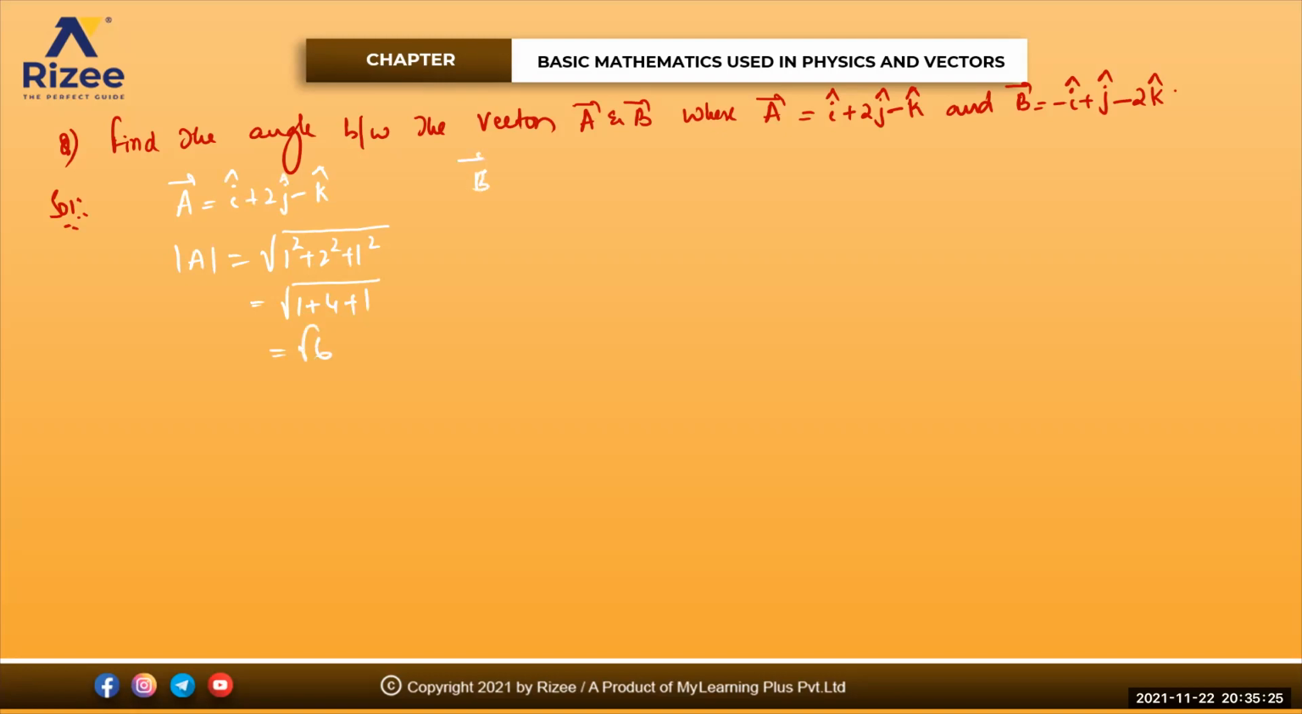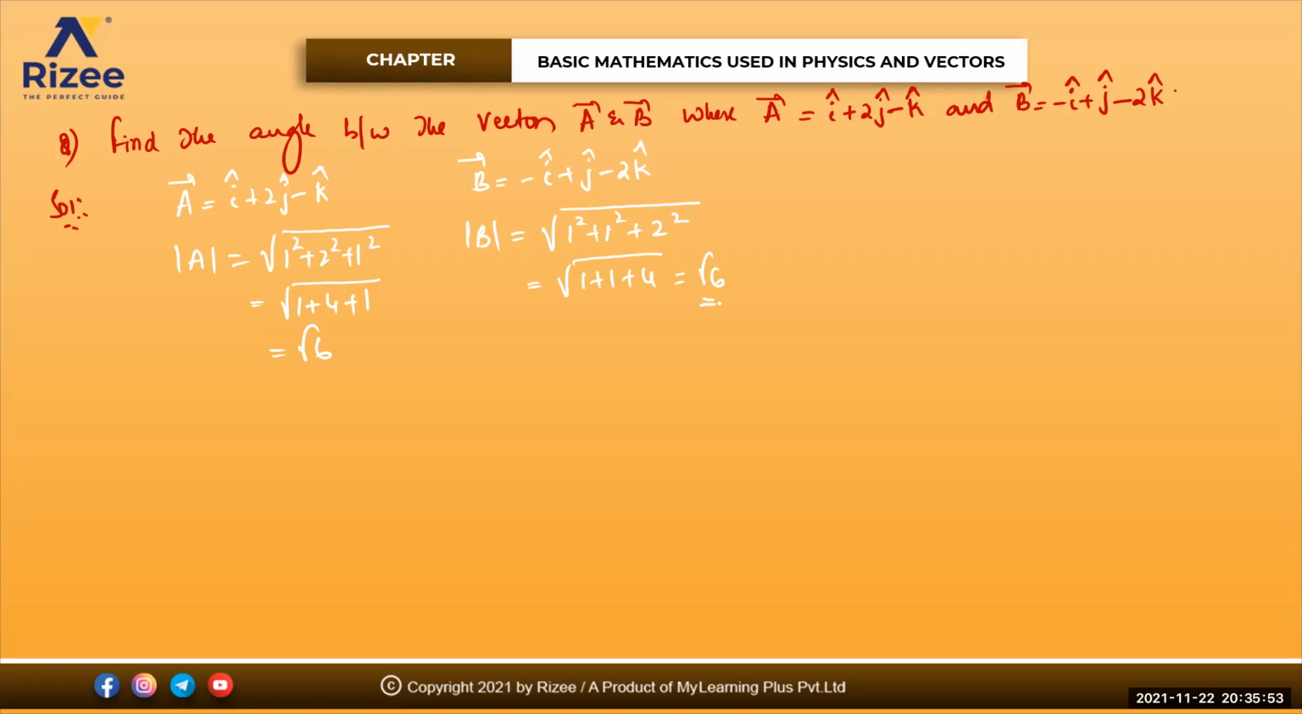The same way B bar. B bar is equal to minus i cap plus j cap minus 2 k cap. That means mod of B will be equal to under root of 1 square plus 1 square plus again this one is 2 square. This is also equal to how much? 1 square is 1, plus 1 square is 1, plus 2 square is 4. That will be equal to root 6. Is that clear for everyone?